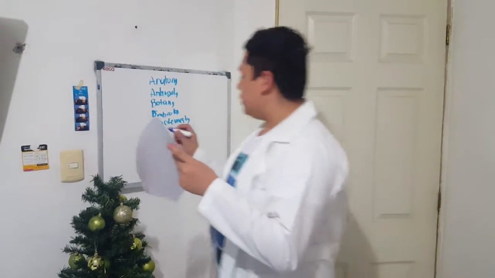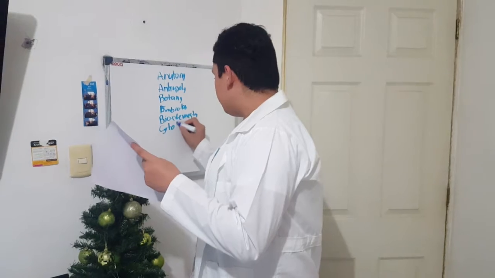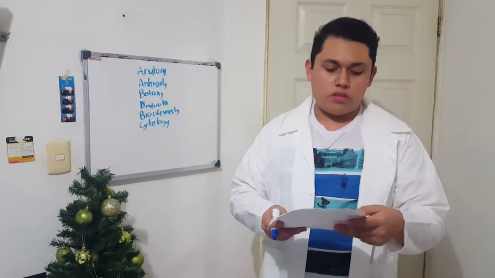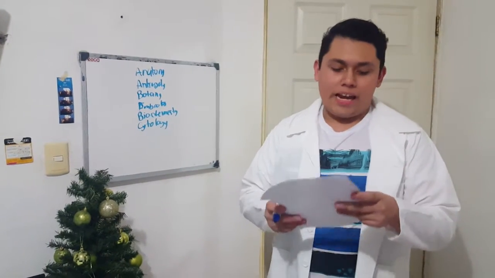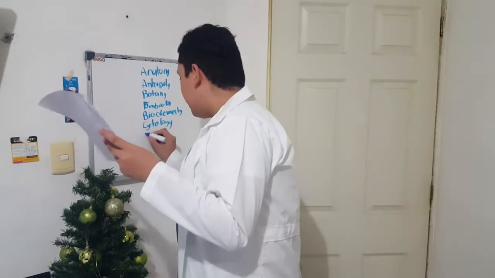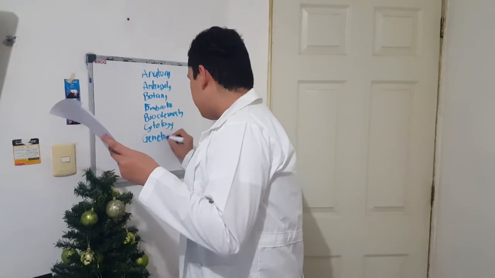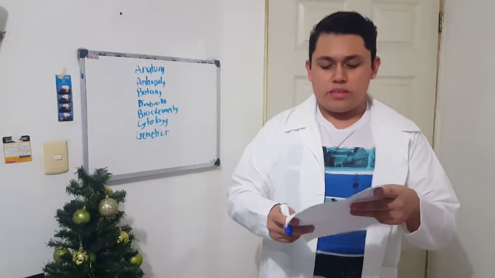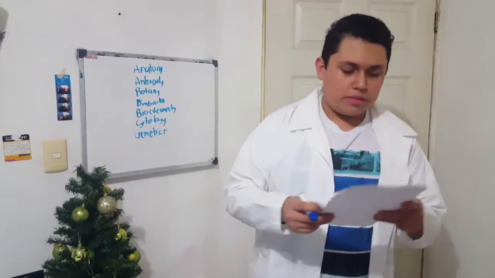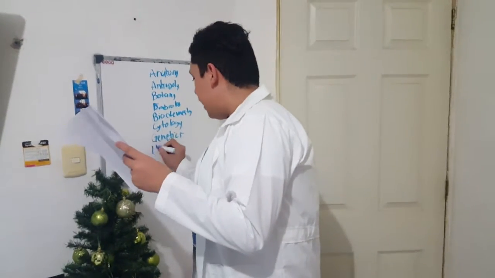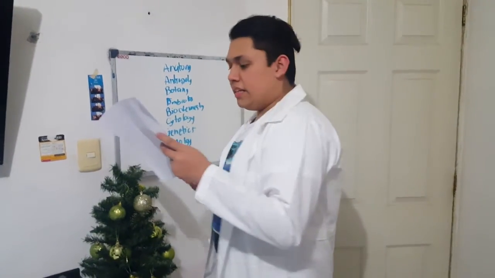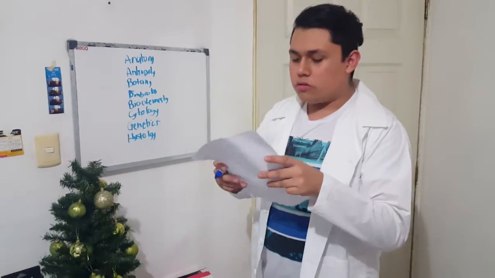Okay. Then is cytology. This is the study that is concerned with the structure and function of plant and animal cells. Then is genetics. That is the study of heredity and the variation of inherited characteristics of all humans. Then is histology. That is the study of microscopic structures and tissues.